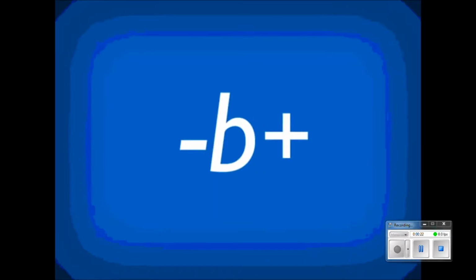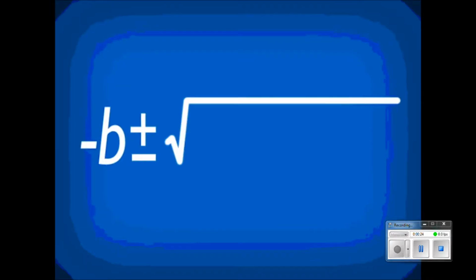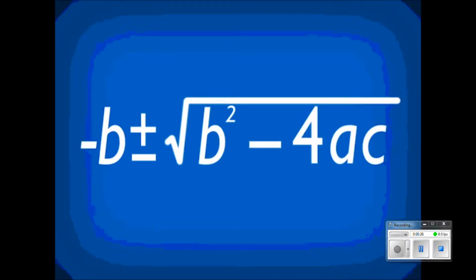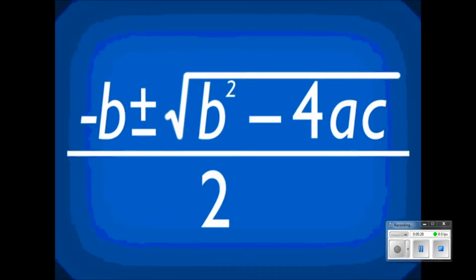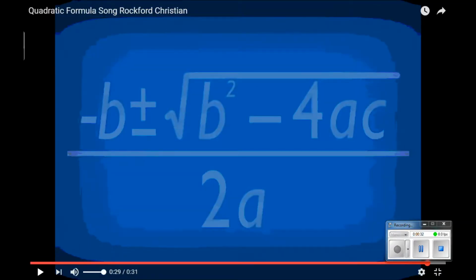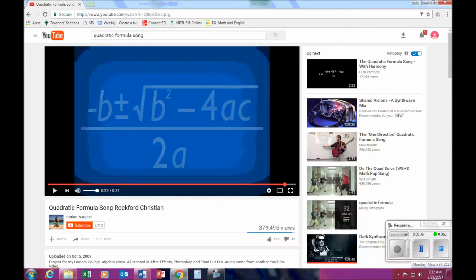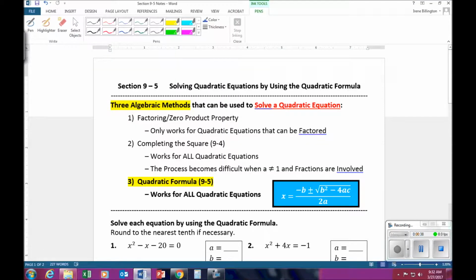The formula is negative b plus or minus the square root of b squared minus 4ac all over 2a. So what do you think we are going to be learning today? You got it, the quadratic formula.